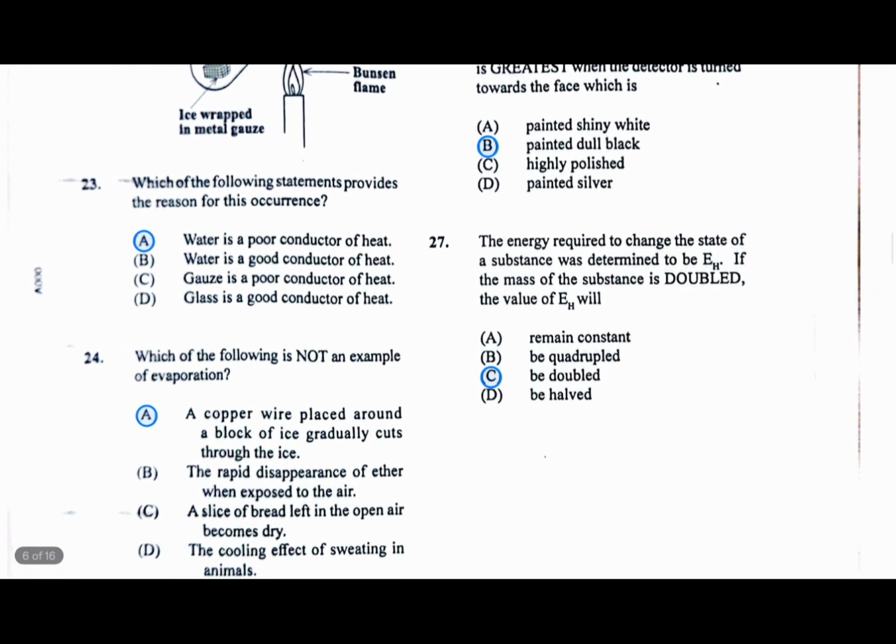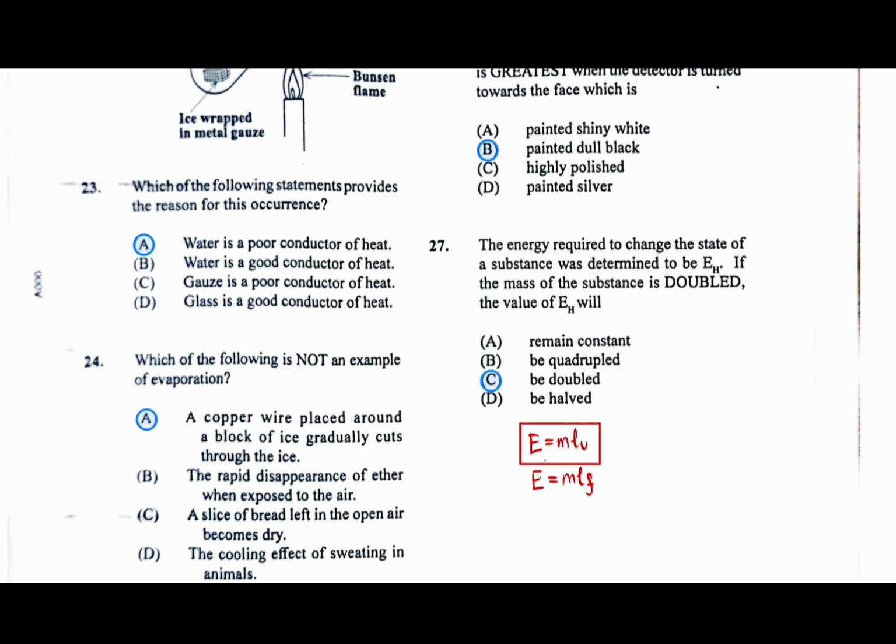27. The energy required to change the state of a substance was determined to be E. So in this particular question, we're talking about a change in state. So we're talking about these formulas. E is equal to mLv or E is equal to mLf. Either one could work in context of this question, it doesn't matter. Essentially, look at what's happening. In this case, I'm going to use E is equal to mLv, but it does not matter.